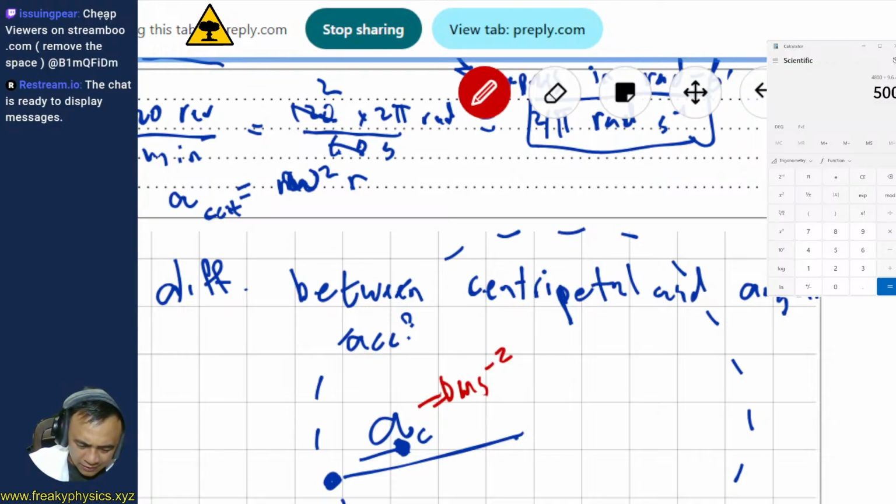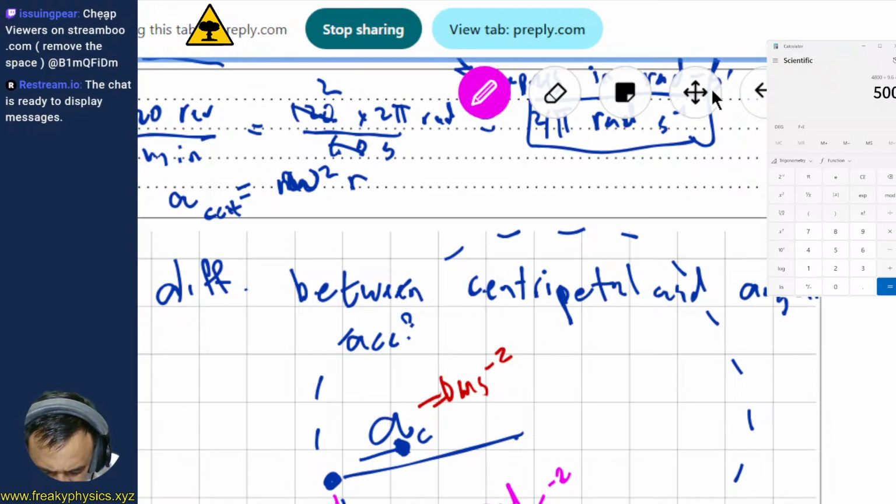However, the angular acceleration is going to be directed this way. So it's angular, alpha, not a_a. It's gonna be directed this way along the circle, and the unit will be radians per second squared. So you can see that it's a big difference in this case. You have to be careful whether we're talking about angular or centripetal acceleration.